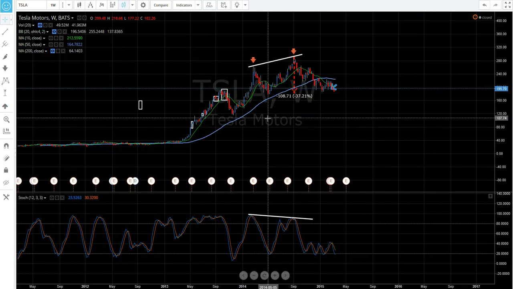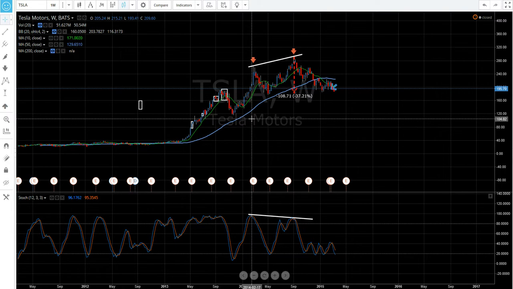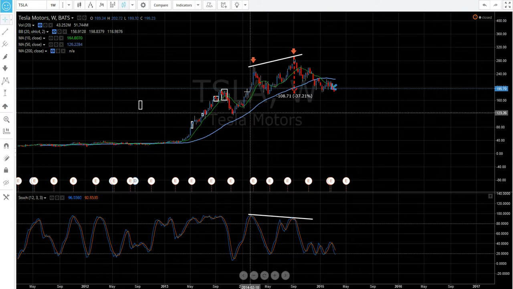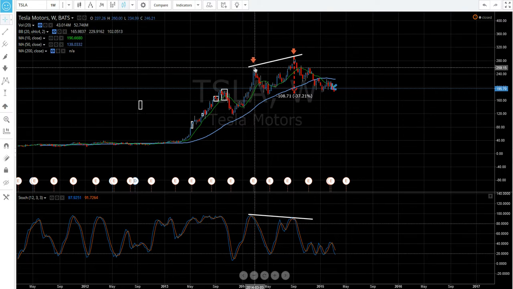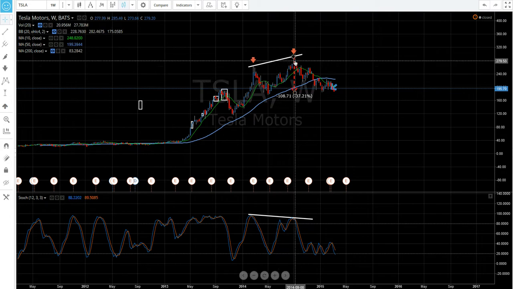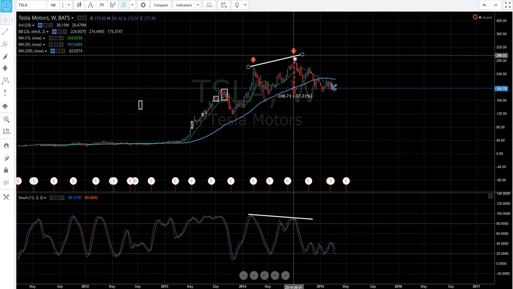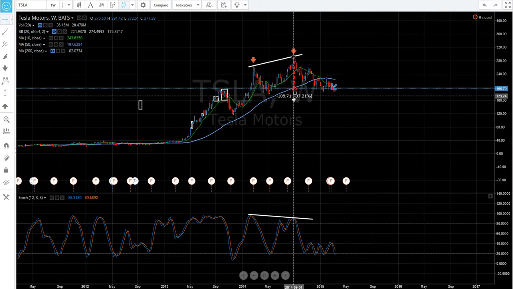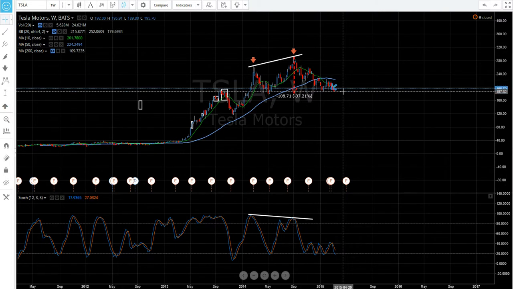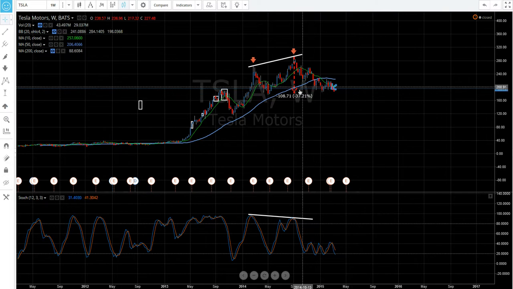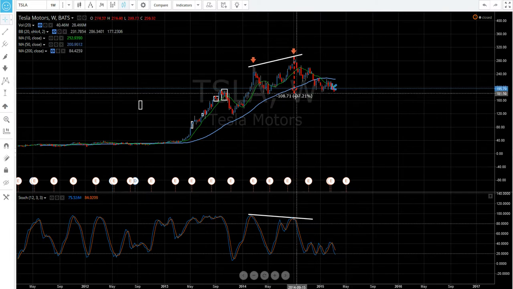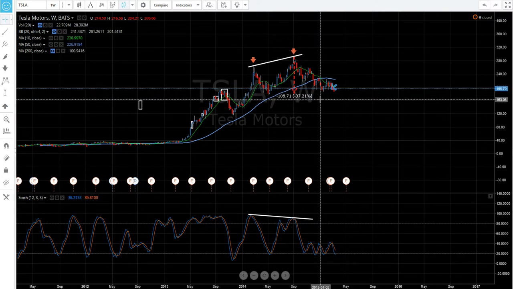Now let's take a look at Tesla. Tesla in February of 2014 made a high here, pulled back in price, and rallied back up here in September of 2014. Stochastics did not confirm this move, and we had a pullback. We've had a pullback since of 37%, maybe heading lower. Only time will tell, but as of right now, it's a 37% pullback.